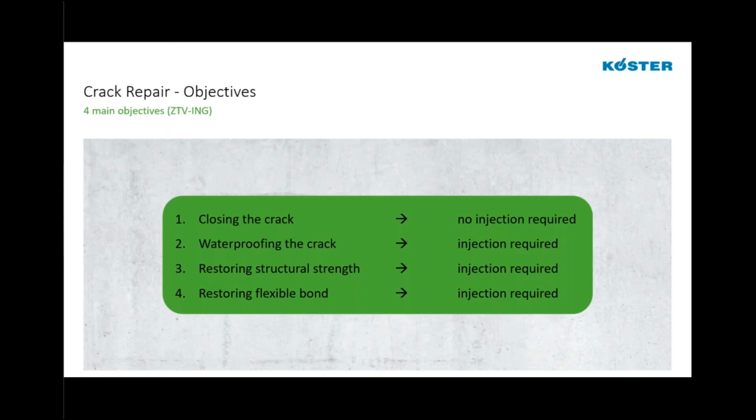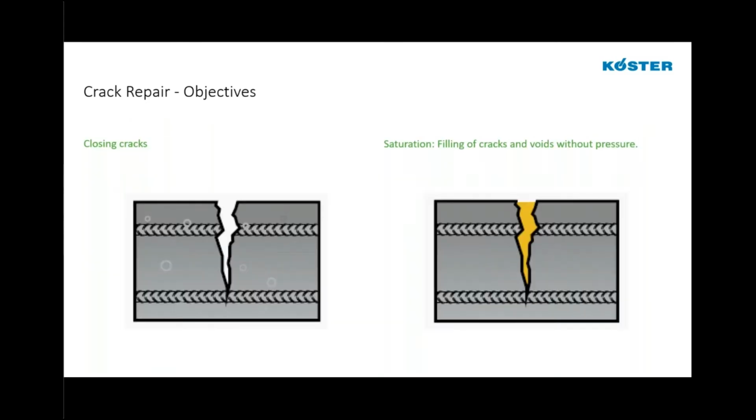To waterproof the crack, injection is required to get into the crack with some injection port of sorts, and use a foaming injection, foaming resin or a solid body resin to seal that crack, to restore structural strength as well as flexibility and flexible bond in a construction member. Those require injection as well to provide, again, structural repair and structural rebonding and flexibility.